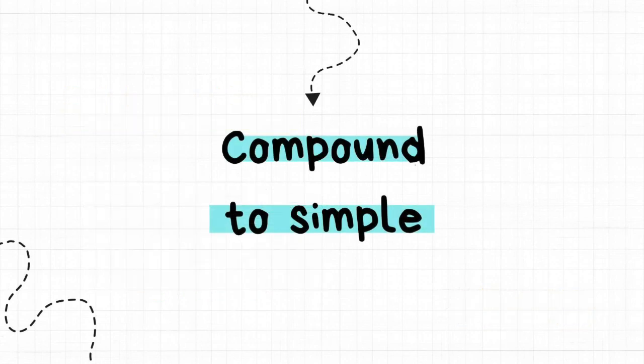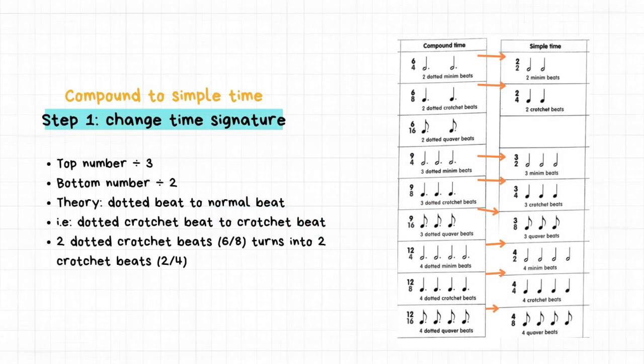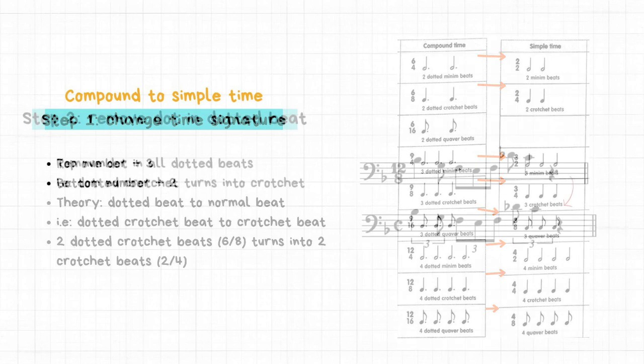And now we'll learn the opposite way, from compound time to simple time. The first step will be changing the time signature. The top number will be divided by 3 and the bottom number divided by 2. The theory is from the dotted beat to a normal beat. For example, the dotted crotchet beat to crotchet beat. 2 dotted crotchet beats, 6-8, turns into 2 crotchet beats, 2-4. This diagram illustrates the corresponding compound time to simple time signatures.